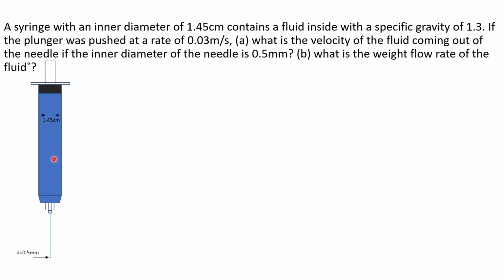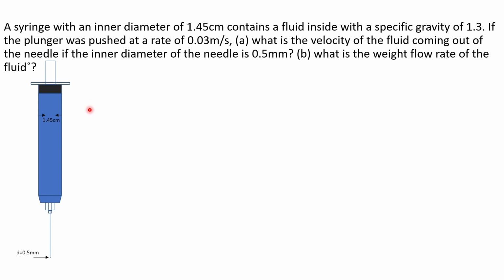So here in our diagram or illustration, we have the inner diameter of the cylinder, which is 1.45 centimeters. We also have the inner diameter of the needle, which is 0.5 millimeters. We also have the velocity of the fluid inside the cylinder or inside the syringe, which is 0.03 meter per second. And we also have the specific gravity of the fluid.